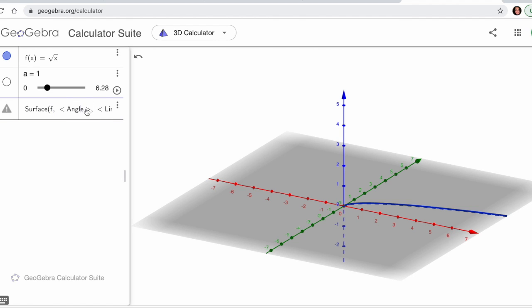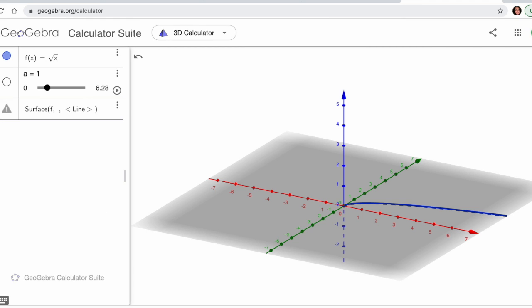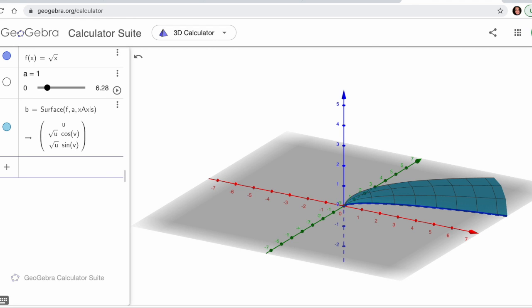For my angle, I'm using the slider because I'm going to use that to spin it around, so I'm going to hit A for that. And then for my line, I'm going to choose either the x-axis or the y-axis. Since we're spinning it around the x-axis, I'm going to choose x-axis. You choose either lowercase x or y, depending on which axis you're going to use, and then capital A, X, I, S. When I hit enter, it's going to be ready to go.